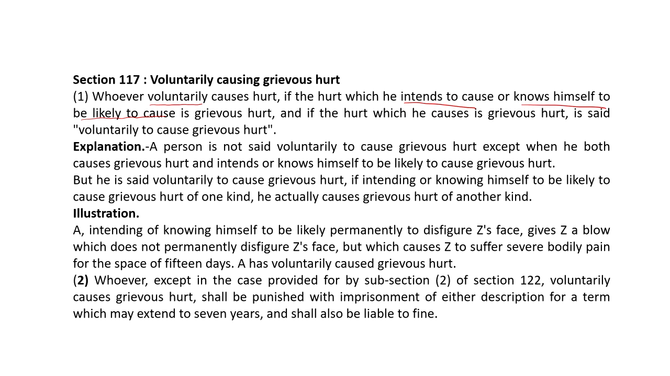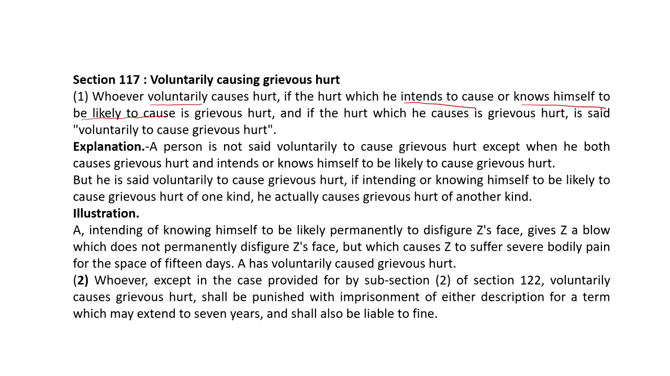What is also required is that the hurt which results from the act should be grievous hurt. That is, it should fall under any of the categories given under section 116 of the BNS. Only then would it amount to the offense of voluntarily causing grievous hurt. Explanation: a person is not said voluntarily to cause grievous hurt except when he both causes grievous hurt and intends or knows himself to be likely to cause grievous hurt. So the person should have the intent to cause grievous hurt, or the knowledge, and grievous hurt must also have resulted. Again, even if you have the intention to inflict a grievous hurt but no harm has been caused, it would not be grievous hurt.